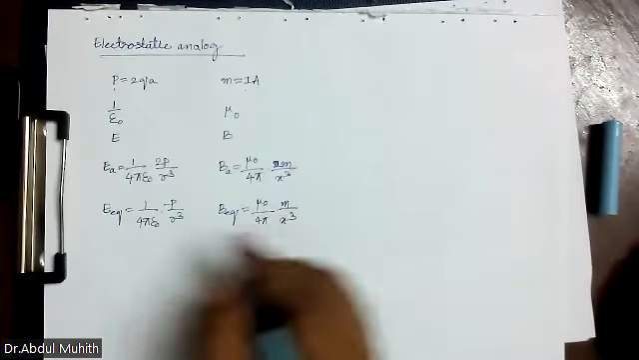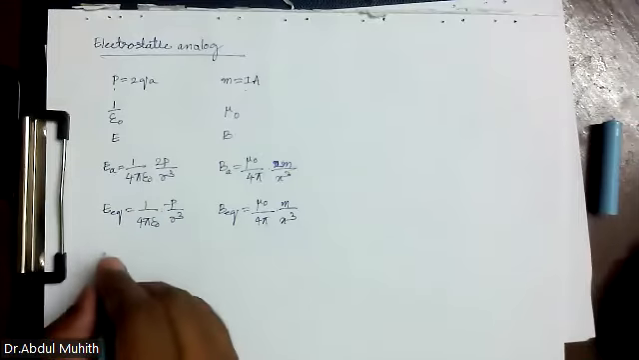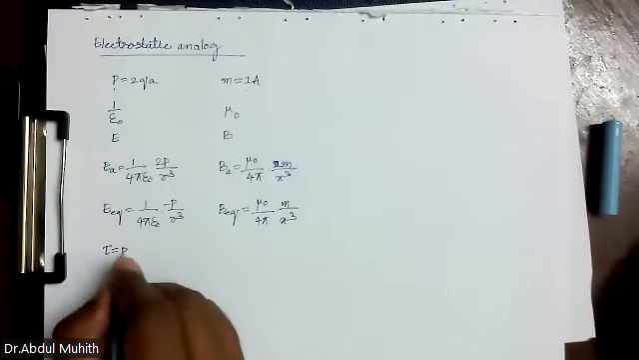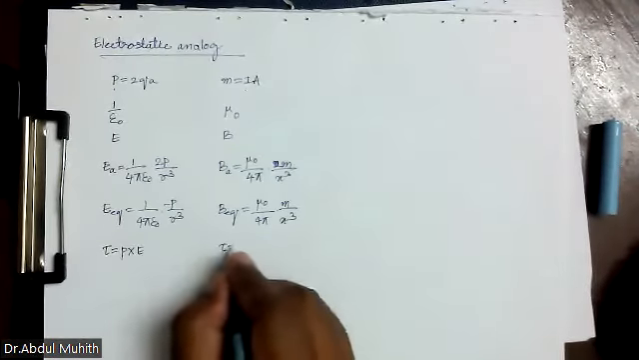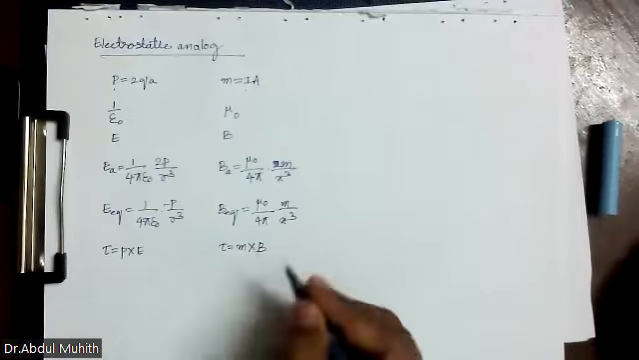Okay. Next is what we have. Tau is equal to P cross E. Here we have the formula tau is equal to M cross B. And there one more formula is there.